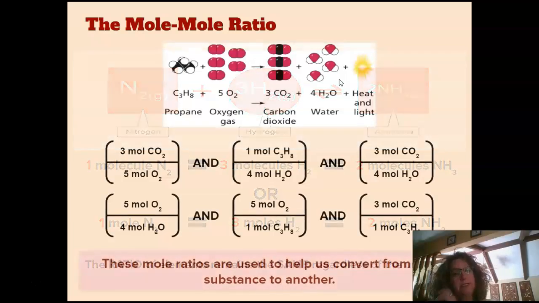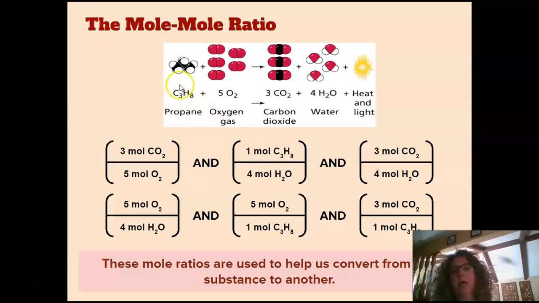All right, so let's look at a different equation. This is the combustion of propane. This is what we have in our gas grills. I need 1 molecule of propane to react with 5 molecules of oxygen. And when I do, I get 3 molecules of carbon dioxide and 4 molecules of water. If I look at it on a larger scale, I look at moles. 1 mole of propane reacts with 5 moles of oxygen to produce 3 moles of carbon dioxide and 4 moles of water.